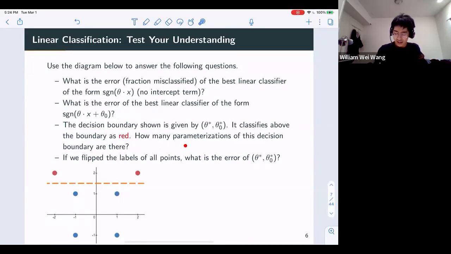The third question says that this orange line is a decision boundary that was governed by theta star, and it classifies everything above the boundary as red. I'm asking how many ways can you parameterize this decision boundary? And the last question asks, what happens if I flip all the labels of the points? So blue becomes red and red becomes blue. What happens to the error of this classifier? Remember that's error, which is the fraction that's misclassified, not the accuracy, which is the other way around. I'll give you a few minutes to work on this one as well.